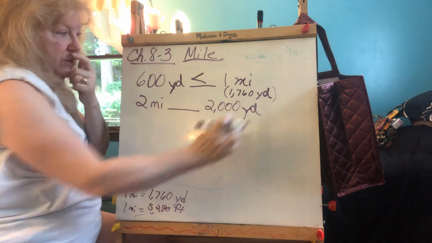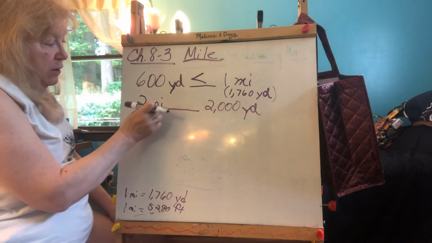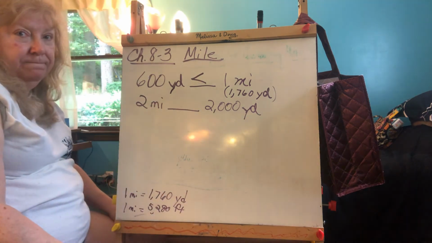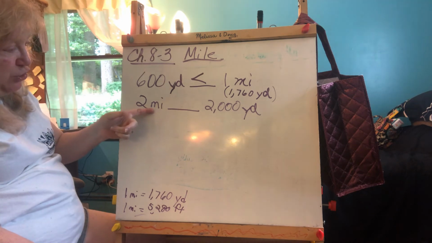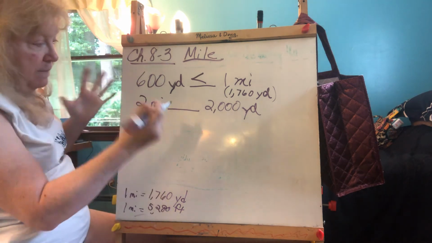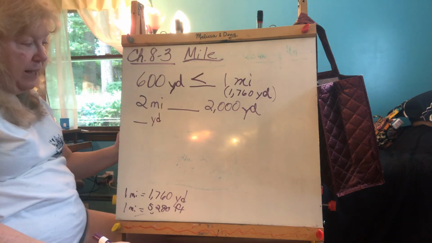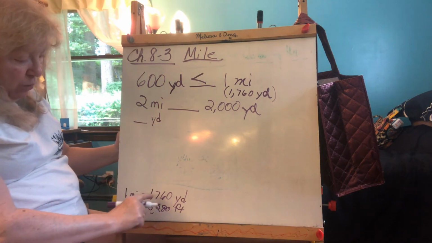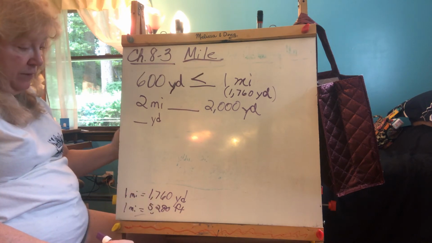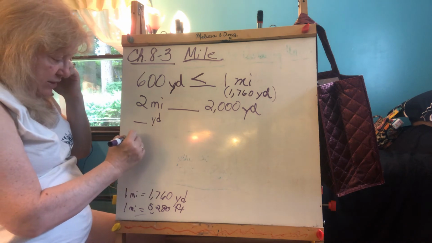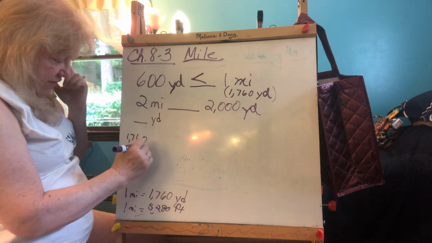Notice that these abbreviations do not have periods. Only inches gets periods. So, which is bigger, miles or yards? Yep, you're right. Miles are bigger. So let's change 2 miles into some number of yards. We don't know what number yet. But we know that 1 mile is 1,760. So we can do 1,760 plus 1,760.